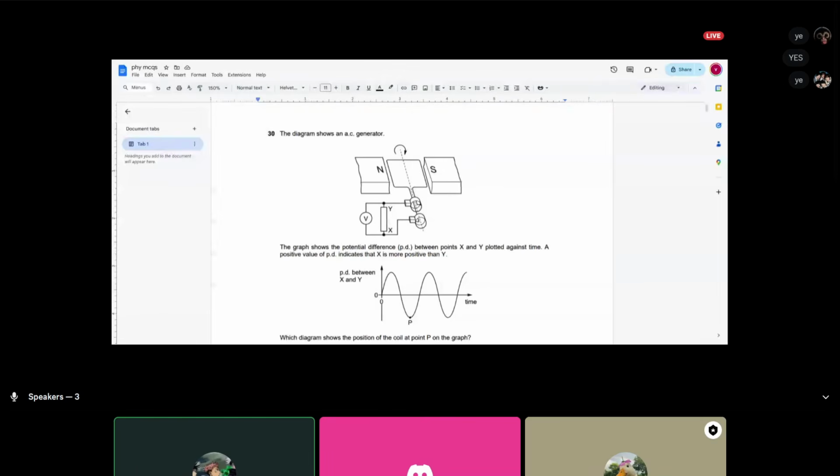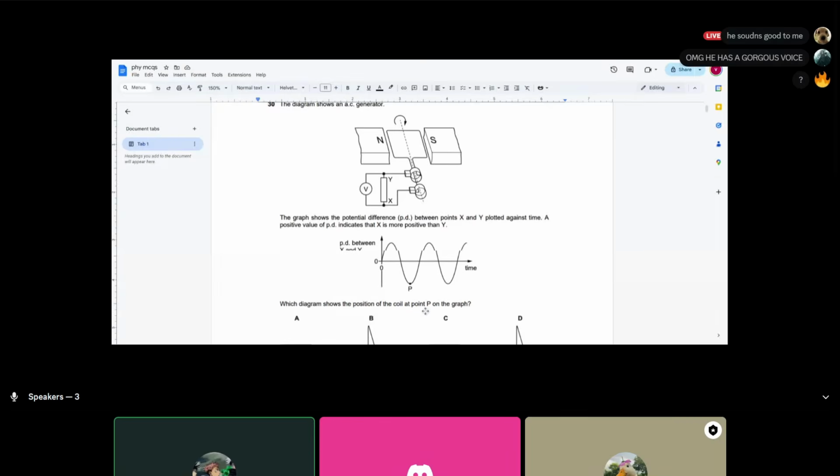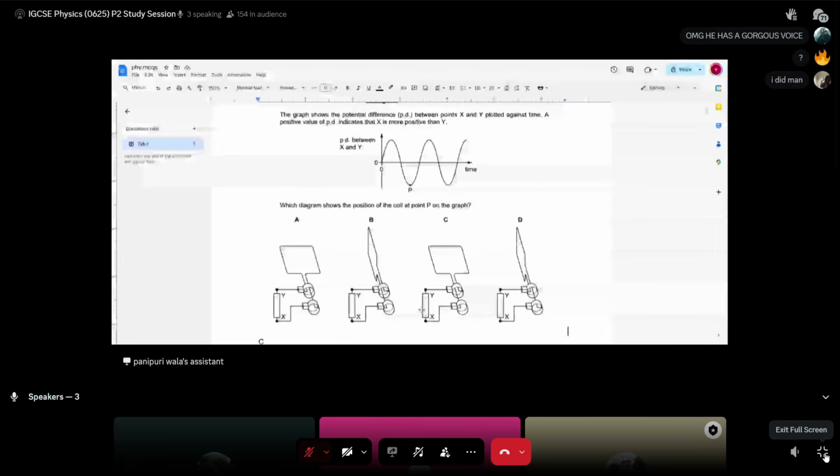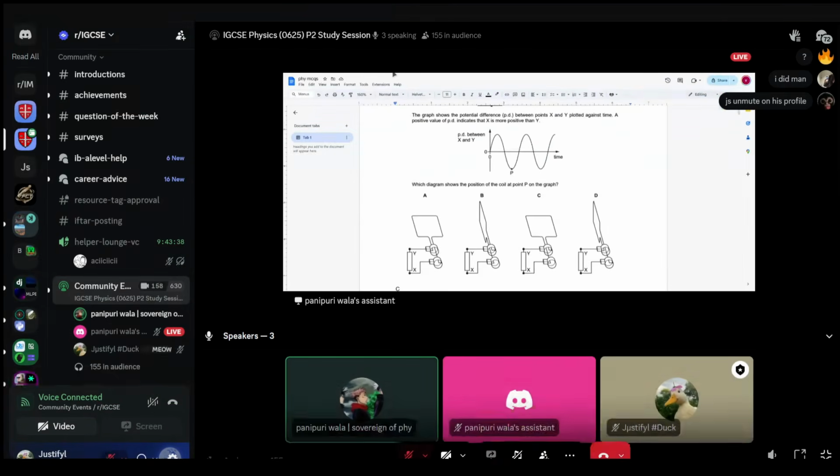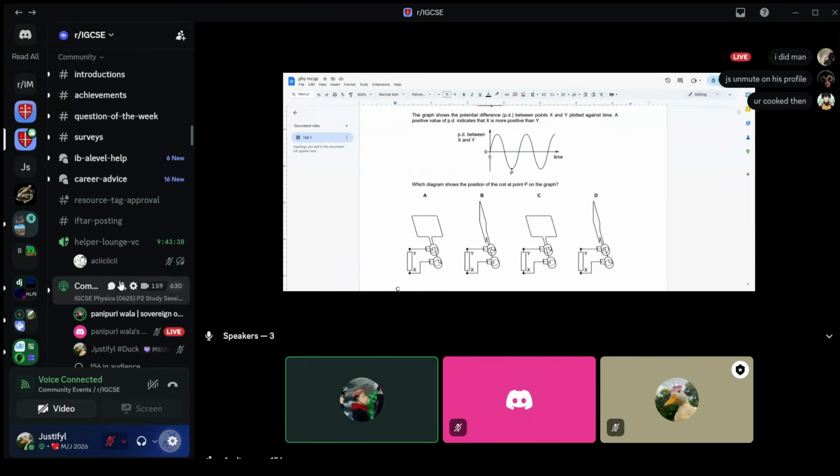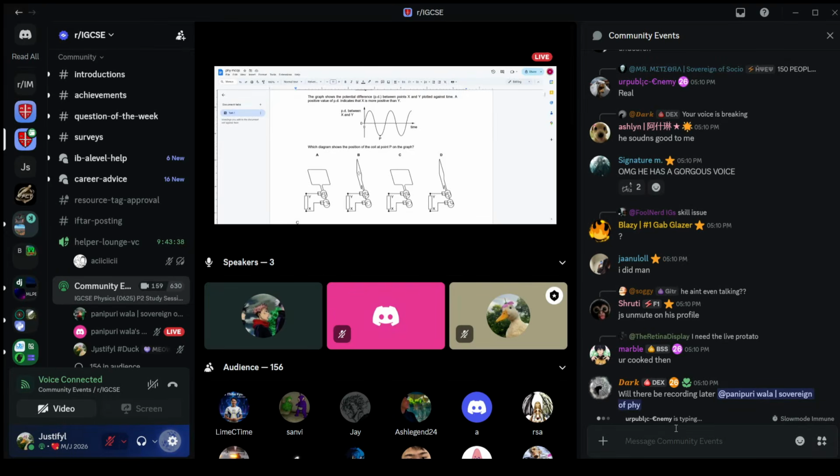So what this shows is a diagram of an AC generator, obviously. And it also shows the PD between X and Y. As the generator keeps rotating, we have the sinusoidal wave. Now, what the question asks for is which diagram shows the position of the coil at point P on the graph. And we have these four options. A mistake that a lot of people make is that they assume that maximum current is at the vertical positions, which it's not.